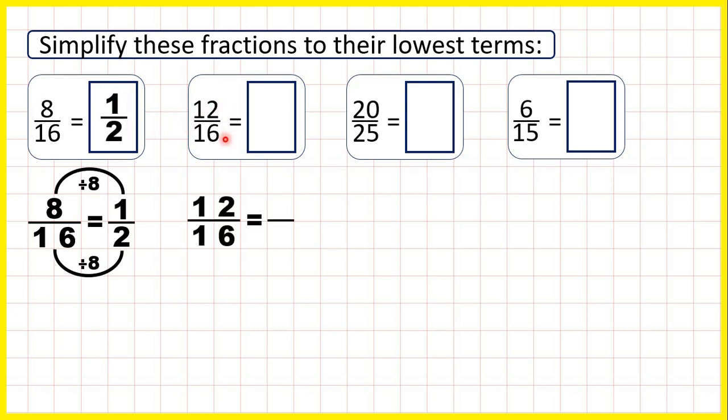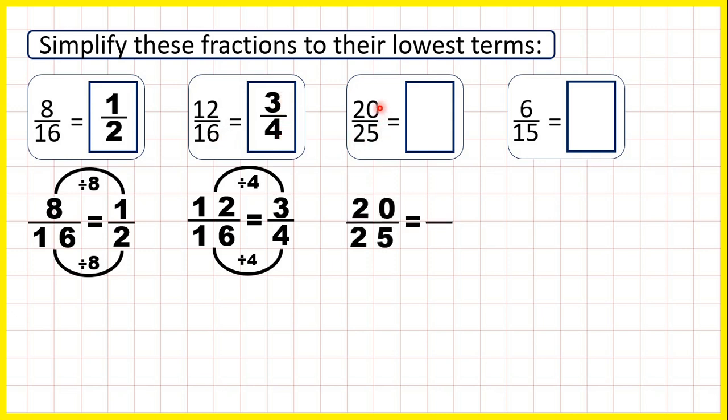Now we have 12 over 16. 12 and 16 are both in the 2 times table, but the highest common factor of 12 and 16, the highest times table that has both 12 and 16 as multiples, is the 4 times table. So we can divide both the numerator and the denominator by 4. 12 divided by 4 is 3, and 16 divided by 4 is 4. So 12 over 16 is equivalent to 3/4. If we simplify 12 over 16, we get 3/4.